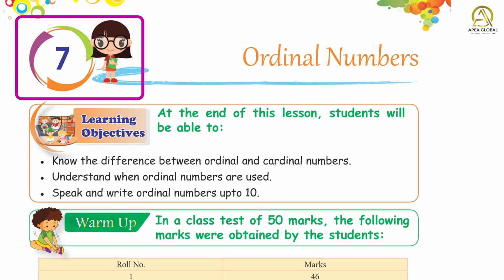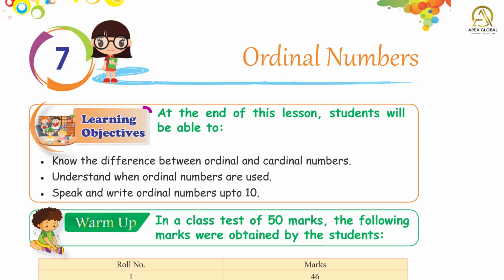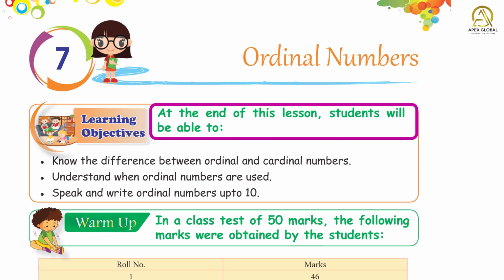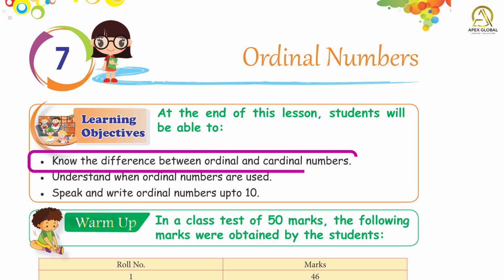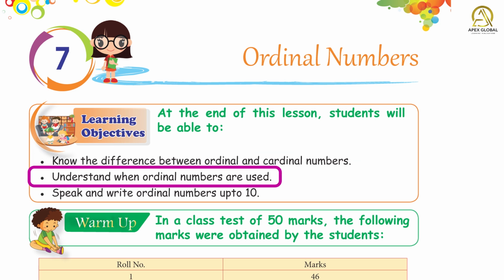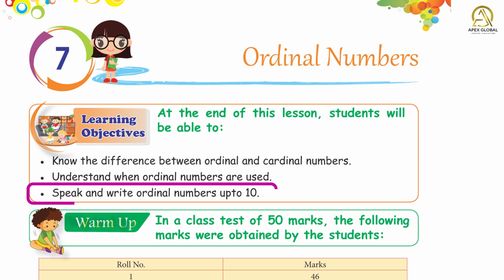Chapter 7: Ordinal Numbers. Learning Objective: At the end of this lesson, students will be able to know the difference between ordinal and cardinal numbers, understand when ordinal numbers are used, and speak and write ordinal numbers up to 10.